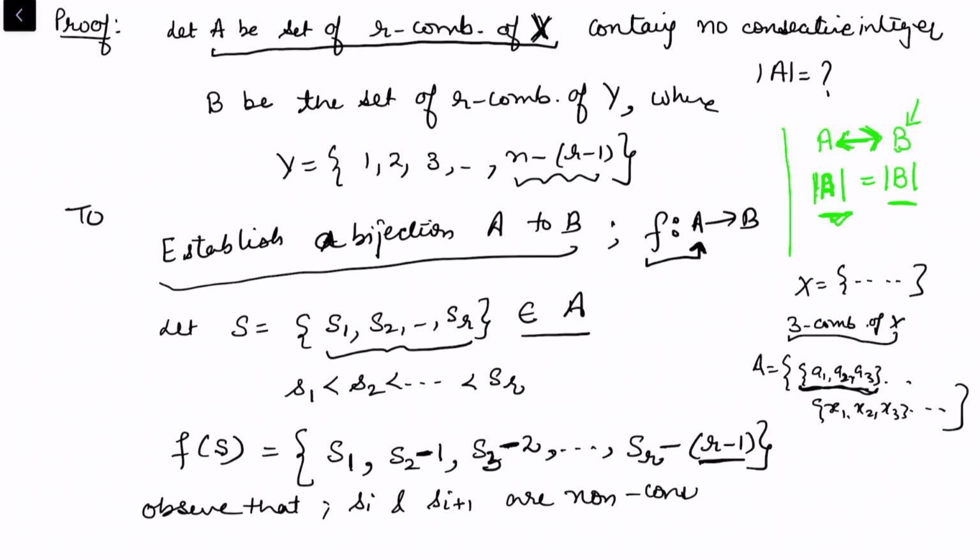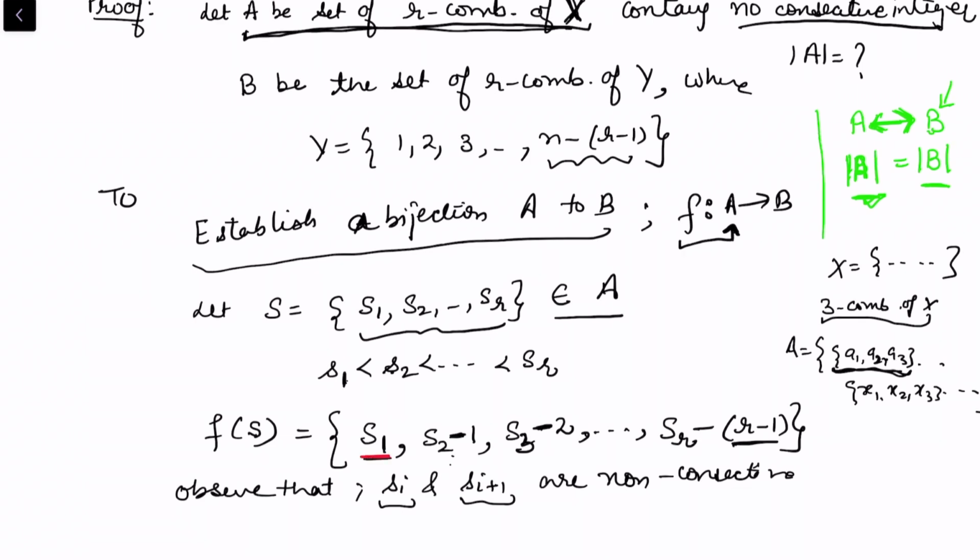Why were they non-consecutive? Because the elements that we have considered in A are non-consecutive integers. So this means s2 is strictly greater than s1, and these are not consecutive. For example, if s1 is 1, s2 is definitely at least 3, so this cannot be 2. This consideration is already there in the set A. So I am considering that si and si plus 1 are non-consecutive. When I subtract 1 here, they become the immediate next number. For example, if it was 1 and 3, then it becomes 1 and 2. If it was 1 and 4, then it becomes 1 and 3. So they do not turn out to be equal.